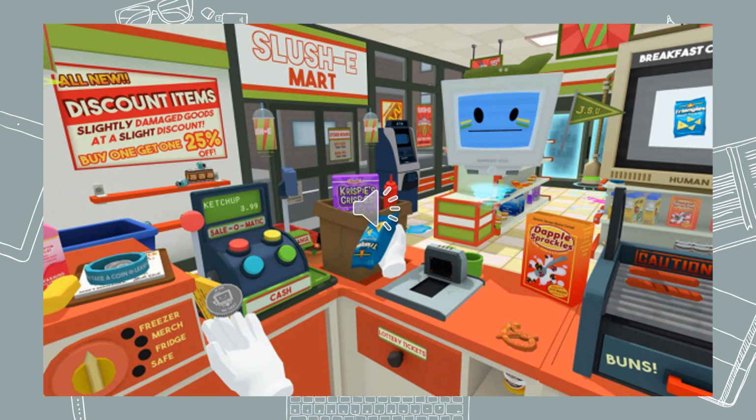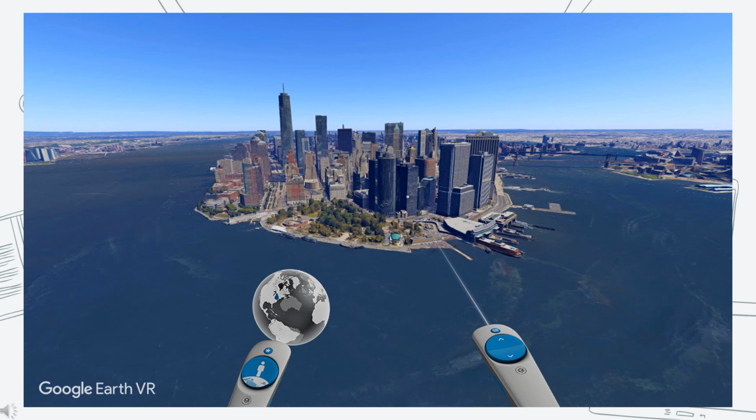This last one is Google Earth VR, and you could imagine the teacher giving students a place to go. They can explore the city in virtual reality and then have to write a report or give feedback or discuss in groups different cities versus towns and all sorts of things.